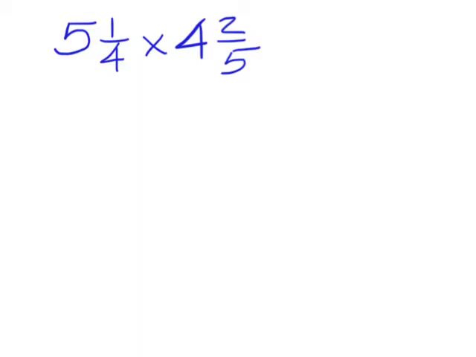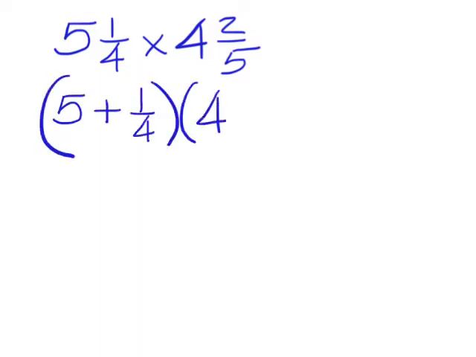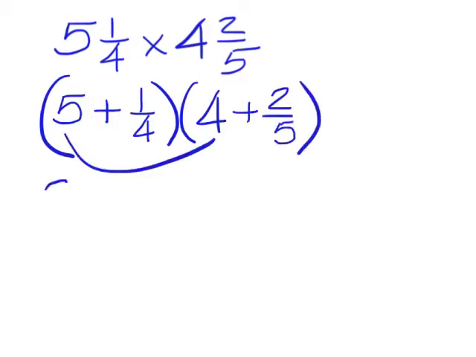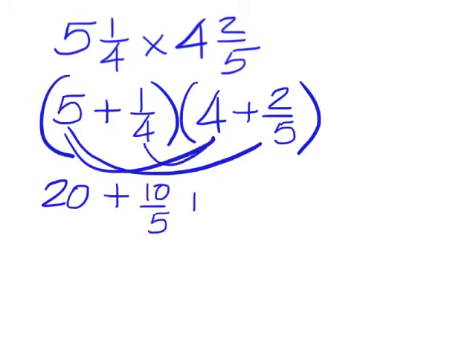Homework problem, we're going to convert these. We could convert them into improper fractions, but that would lead you to a lot of large multiplication, which is difficult without a calculator. So we'll just do this as 5 plus 1/4, and then 4 plus 2/5, and go back and multiply 5 times 4, and then 5 times 2/5, and then 1/4 times 4, and 1/4 times 2/5.